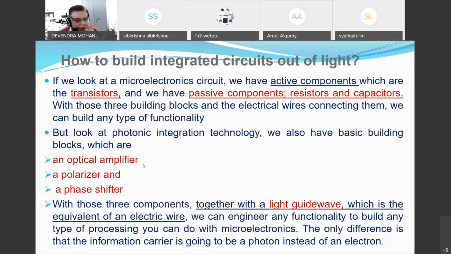So with those three components, together with a light guide wave, which is the equivalent of an electric wire, light guide wave, that means we were talking about the optical fiber, we can engineer any functionality to build any type of processing you can do with microelectronics. So the only difference is that the information is going to be photon instead of electron.